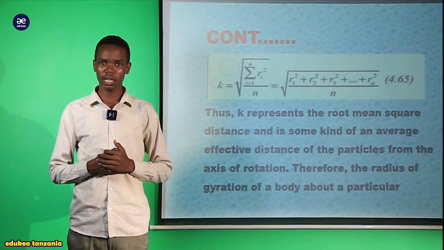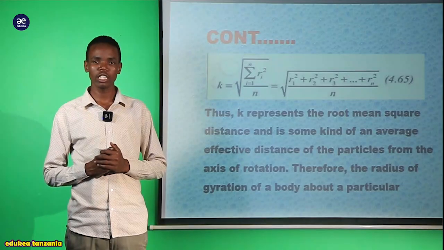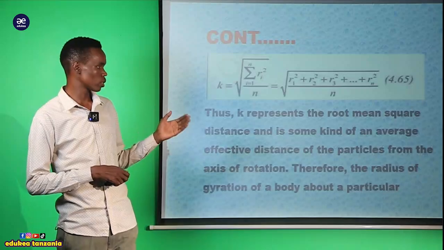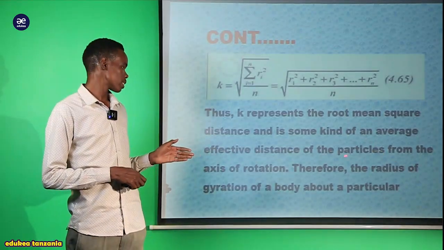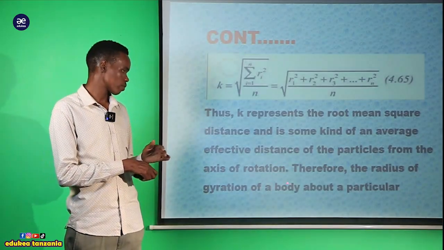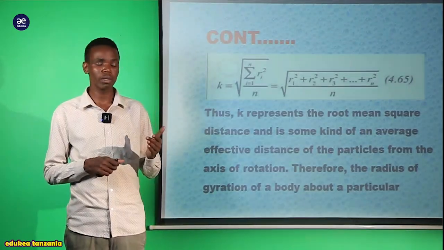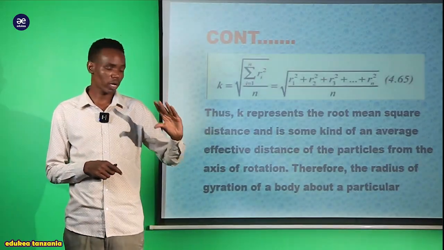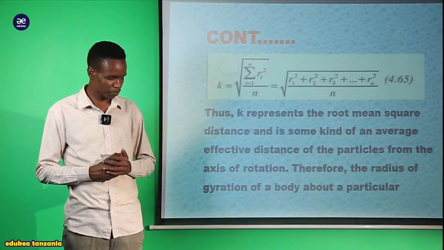So this K, as I told you, my dear student, will be the radius of gyration for a rotating rigged body, or equal to the root mean square. And sometimes we say that this K must be the average effective distance of the particles from the axis of rotation. Kwa hiyo utaulizwa pale, je, ile K ina represent kitu gani? Utamwambia tunaweza tukaiita hii ni radius of gyration, au ni root mean square, au ni average distance of the particle from the axis of rotation.